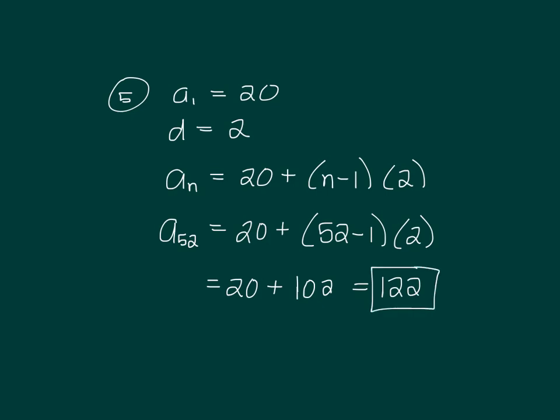So to find the 52nd term, you just have to use the explicit formula, which is nice. That's why I asked for, in those problems, the 52nd term and the explicit formula, because to find the 52nd term, you have to have the explicit formula anyway, so you do both of those regardless.